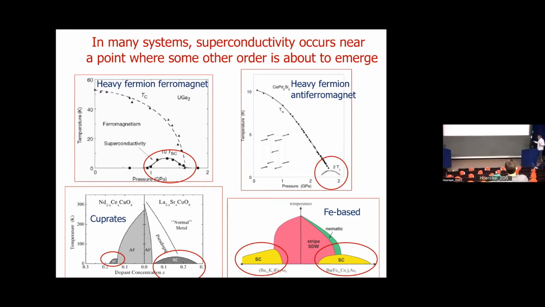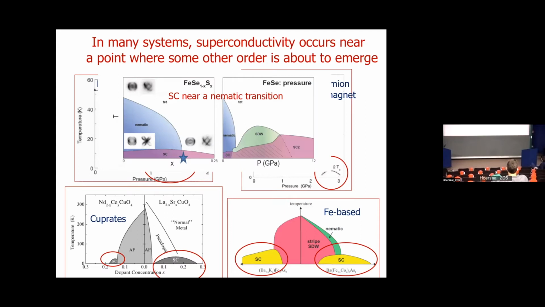And of course, cuprates are always under the radar of these stories, and iron-based materials with stripe magnetism and superconductivity and nematic order are always here. And magnetism is not the only option. There is also superconductivity near a nematic transition, as is obvious for doped iron selenium material.